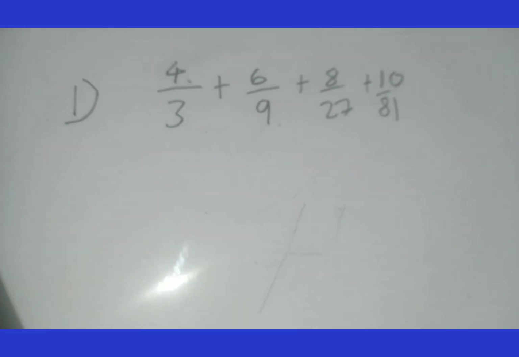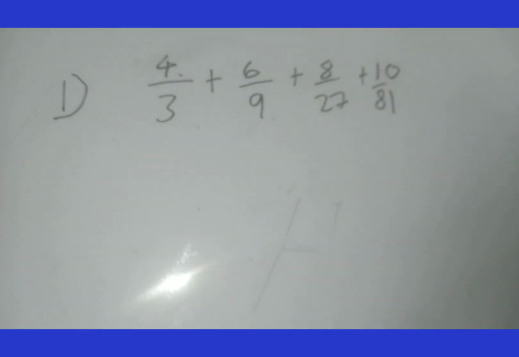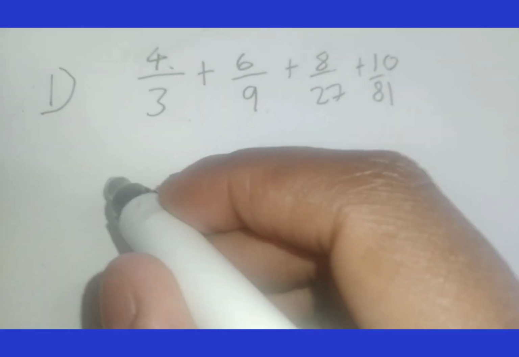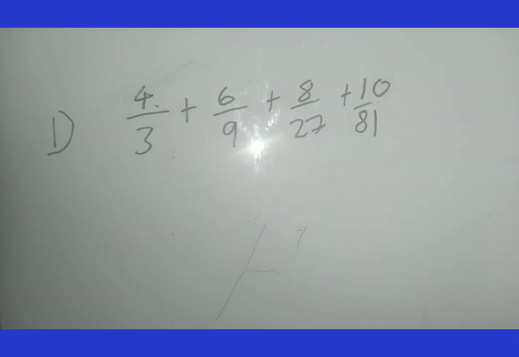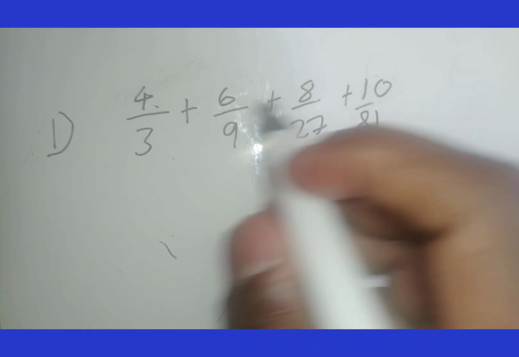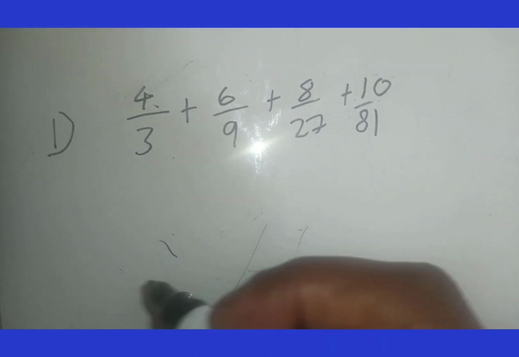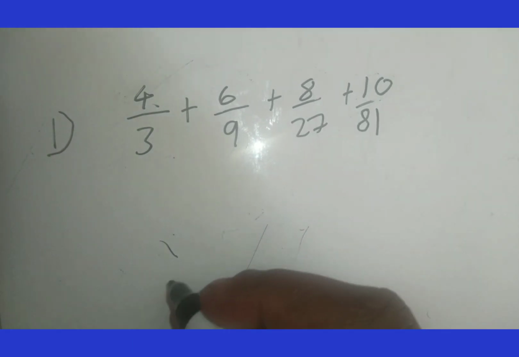Then you realize that the top is arithmetic and the bottom is geometric. It could even be the other way around, where the top is geometric and the bottom is arithmetic. If they say, let's find the general term of the sequence, you will have to deal with the top first. For the top, if you check, 6 minus 4 gives 2, 8 minus 6 gives 2, 10 minus 8 gives 2. So there is a common difference.